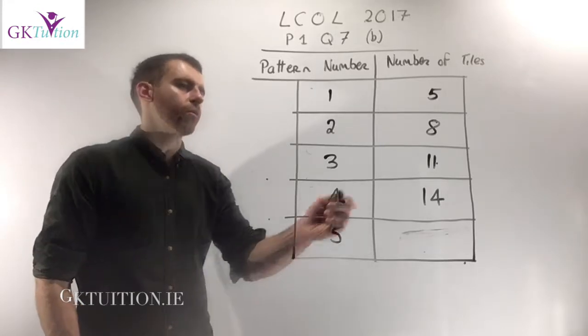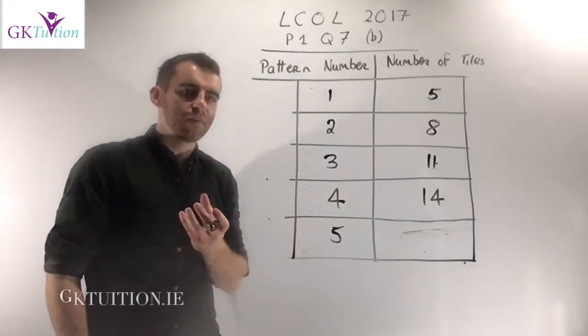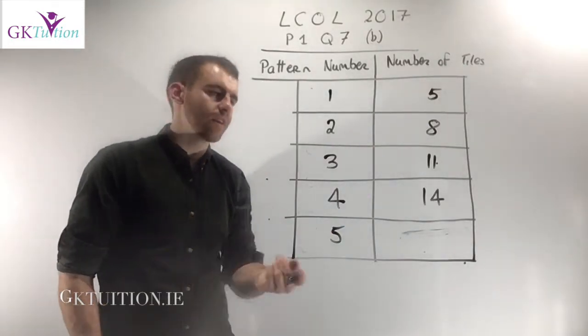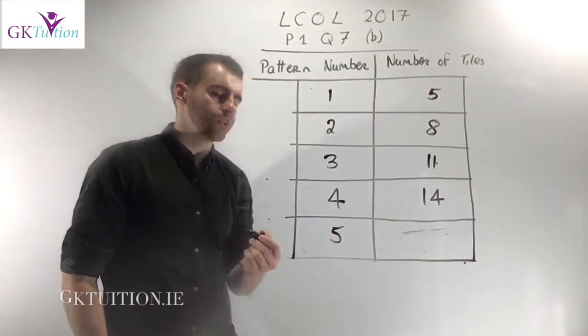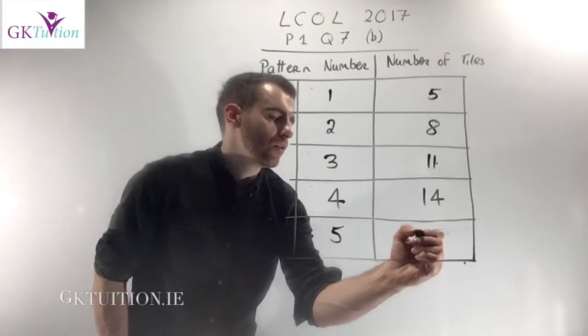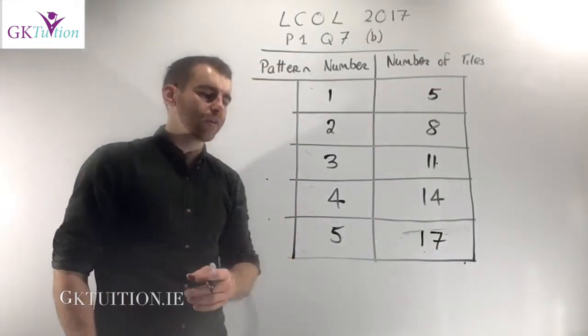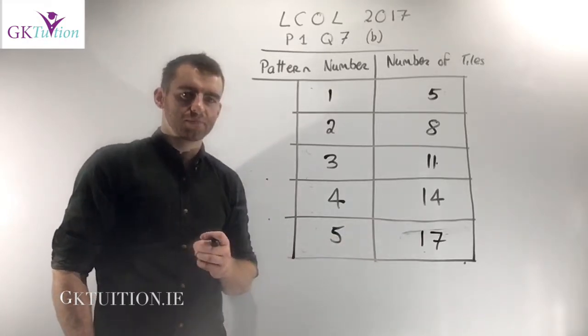in order to figure out how many tiles will be in the fifth pattern. In order to get from 5 to 8, I must have added 3 tiles. To get from 8 to 11, I must have added 3 tiles again. If you add 3 tiles again, you get to 14. So obviously that means I'd add 3 tiles again. 14 plus 3 is 17. So the fifth pattern must contain 17 tiles.